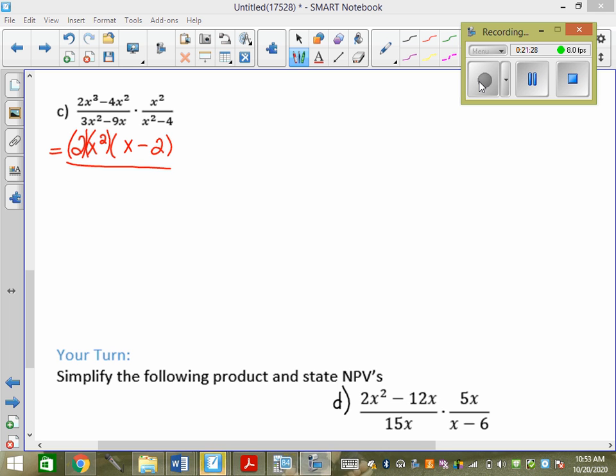Over. The denominator, what can I do? 3x. You go to 3x. X minus 3. And then the 3 and the x can go in their own brackets. Times x squared, I could just write out as? X and an x. And then the bottom is a? X. Difference of squares, what is it? X plus 2, x minus 2. X plus 2, x minus 2.